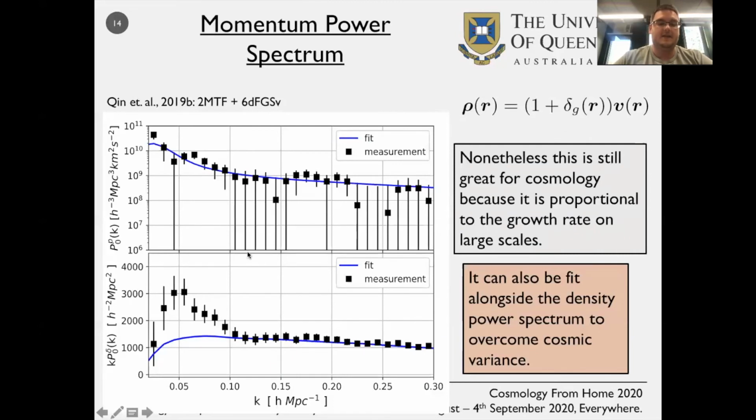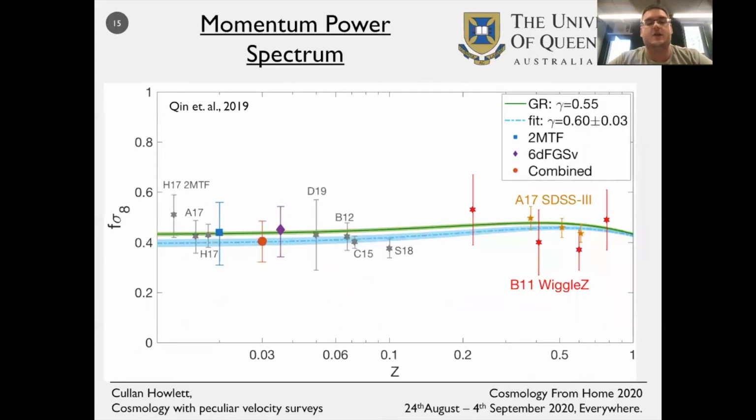In both cases, we fit these simultaneously, accounting for the covariance between these two sets of measurements and between data points. We find a good fit, so the chi-squared for this fit is good, and we can recover constraints on the growth rate of structure, as shown here. The points we measure from the combined 2MTF and 6dF data are shown as the red point here. And so these give you constraints at very low redshift compared to redshift space distortions, which are typically up here at higher redshift.